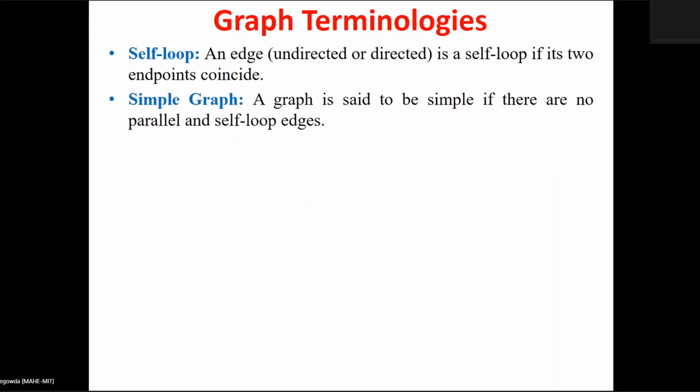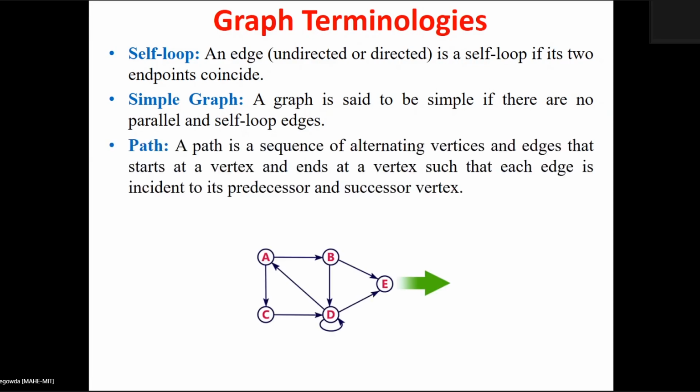Next, we have a self loop. A self loop means an edge whose two endpoints coincide. If you look at D here, the edge originates at D and ends at D itself. This is an example of a self loop.